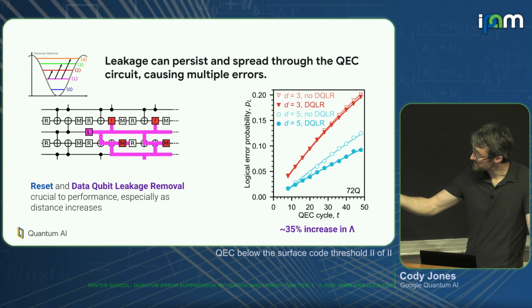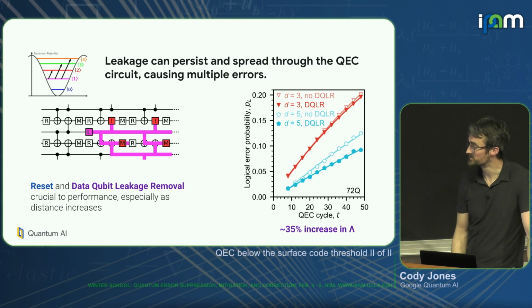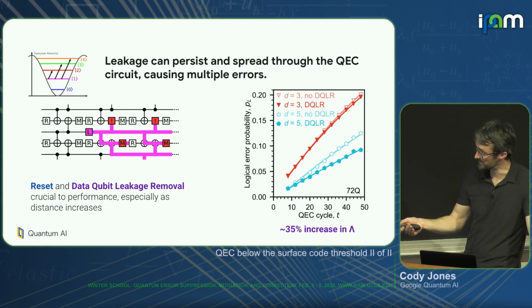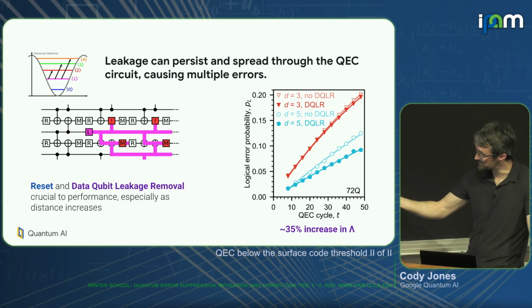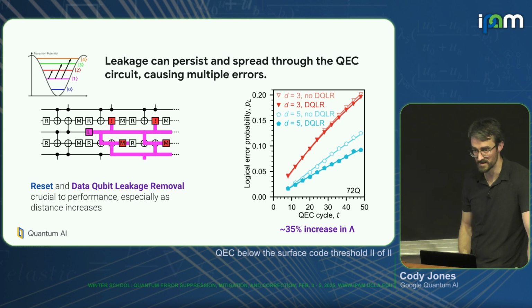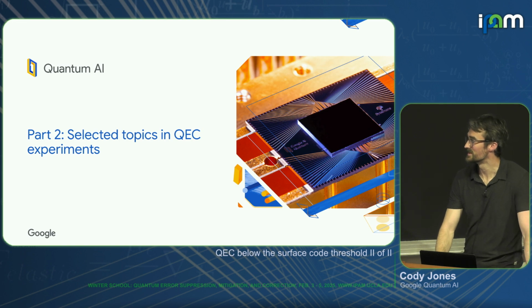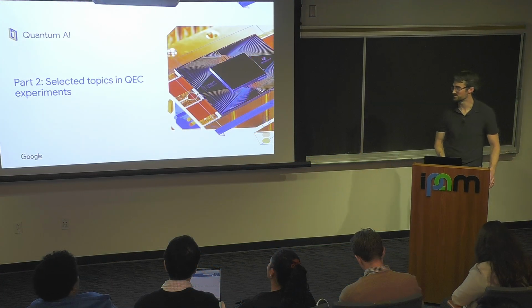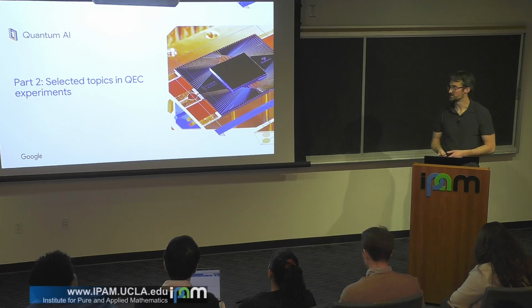So leakage can persist, and it can spread through the QEC circuit, causing multiple errors. So here, a single leakage event can interact with different parts of the circuit, causing a pattern of errors that are all related to the leakage event happening. And we can quantify the effect, at least at distance 5, where we showed that lambda improved by about 35% by adding what we call DQLR, data qubit leakage removal. All right, thank you.